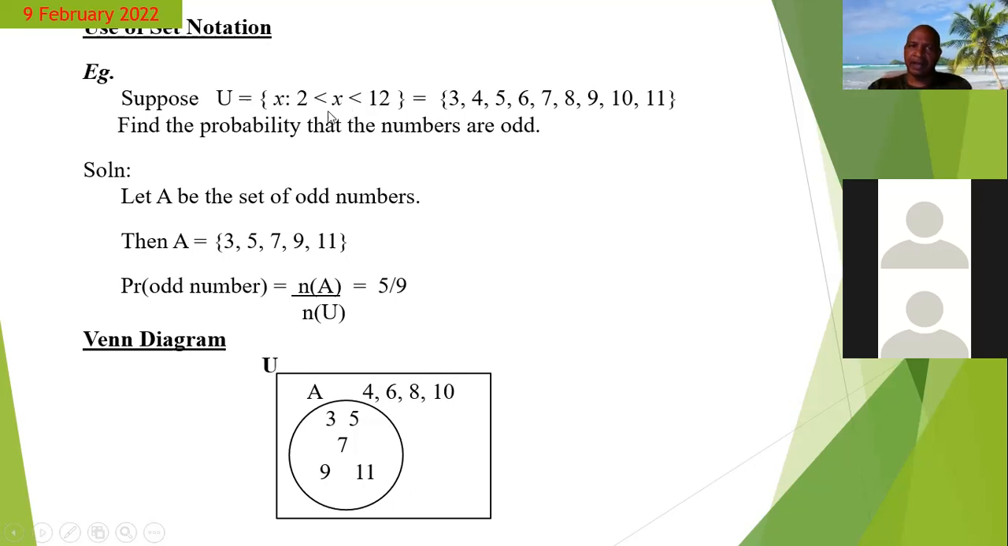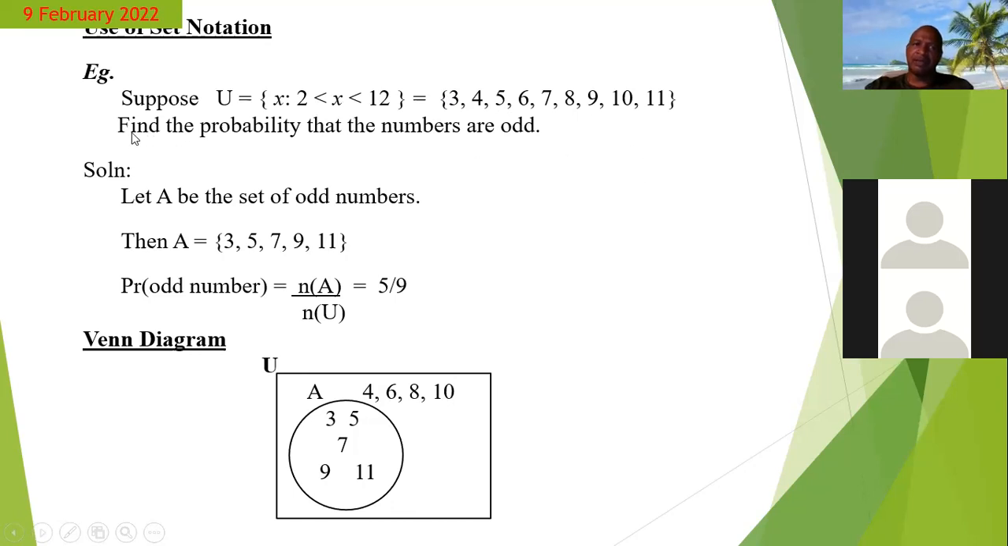So what range of values do you want? You want the range of values for X. X would have to be greater than 2 because 2 is less than X, and X has to be less than 12. So the values that are greater than 2 and less than 12 are 3, 4, 5, 6, 7, 8, 9, 10, 11. All of these are greater than 2 and less than 12. So this set would give you the universal set.